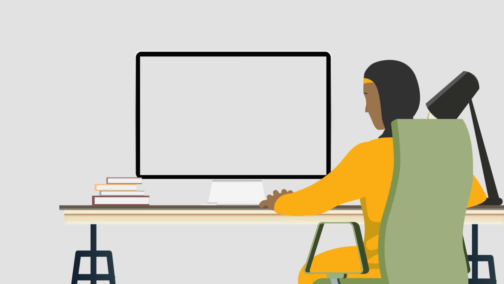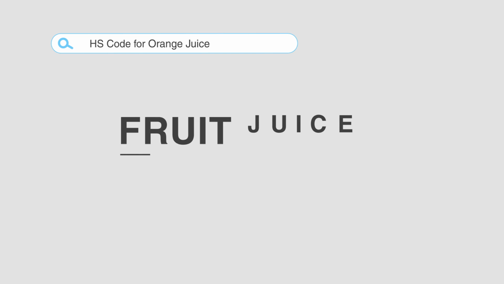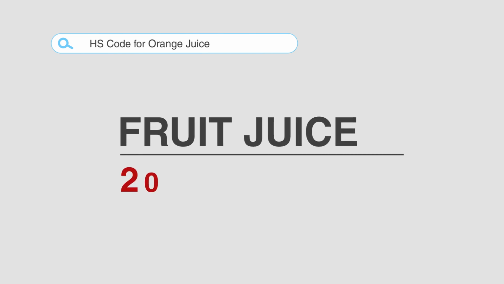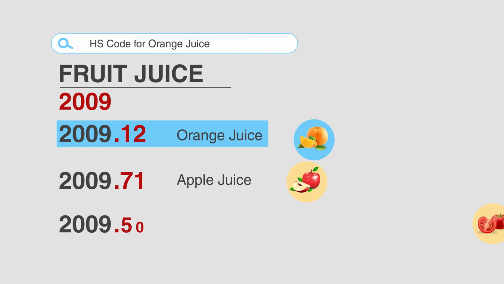Yes. This is important, so pay attention. Orange juice falls under the category of fruit juice. So, the HS heading code for fruit juices is 2009. But then you have different types of juice. For example, you have orange juice, apple juice, and tomato juice here. And each one of these different types of commodity has a specific subheading.